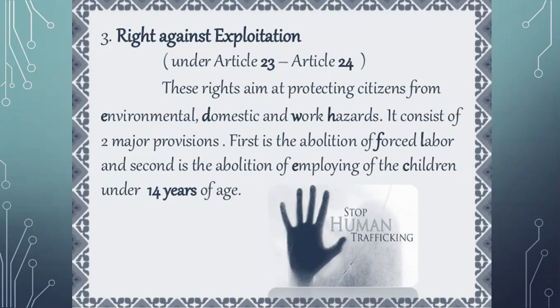Right? Right against exploitation is mentioned in Article 23-24. Generally, our rights impose duties on citizens, right? For protecting against environmental, domestic and work hazards, two major provisions are made for exploitation. Very first is abolition of forced labor, right? Forced labor should be removed. And the second one is abolishing the employment of children whose age is below 14, right?